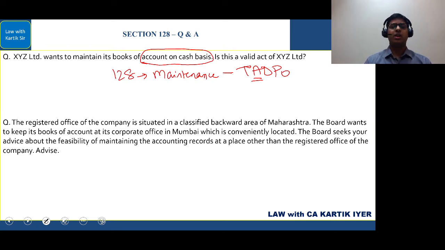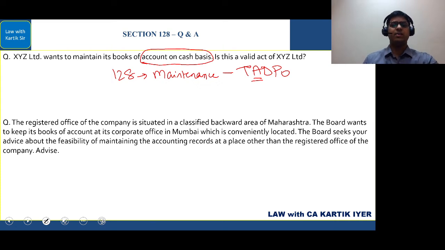Easy. Next one. The registered office of the company is situated in a classified backward area of Maharashtra. The board wants to keep its books of accounts at its corporate office in Mumbai, which is conveniently located. The board seeks your advice about the feasibility of maintaining the accounting records at a place other than the registered office of the company. Advice, that is what they have said.